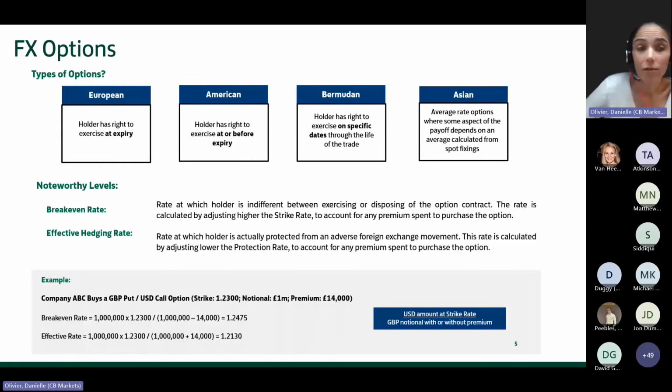The effective hedging rate is the all-in rate after accounting for the premium. So your contract is to sell £1 million and receive $1.23 million, but in effect, your actual cost is £1 million plus the £14,000 in premium. So your effective hedging rate is in fact 1.2130. These are always beneficial when you want to, for example, compare the outcome to a forward contract.